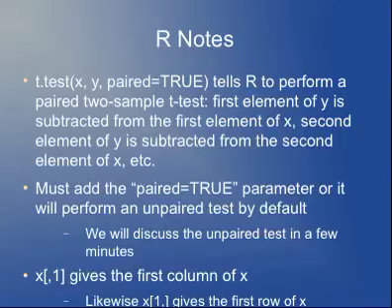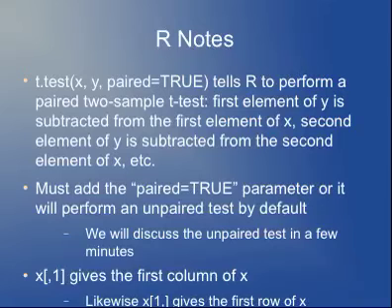And as I said, in general, if you go t.test x comma y paired equals true, that will tell R to do a paired two-sample t-test, subtract the first element of y from the first element of x, subtract the second element of y from the second element of x, and so on down the line. And it'll test the null hypothesis that this vector of differences is equal to 0. And you need to add this extra parameter paired equals true, or it will do an unpaired test, which I'll describe in a second.